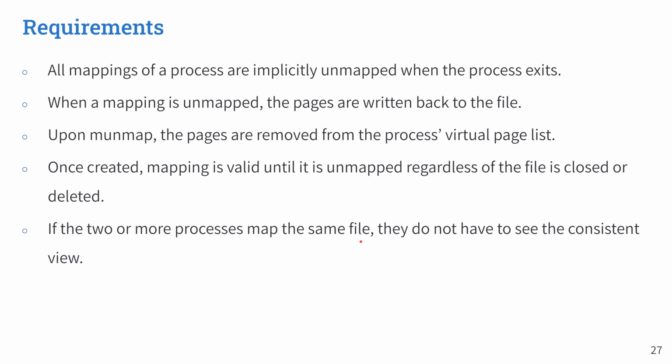And finally, if two or more processes map the same file, they do not have to see a consistent view. Which means, let's say two processes map the same file and modify the content by themselves. If the content diverges, they do not need to see a consistent view. So you should not care about that.